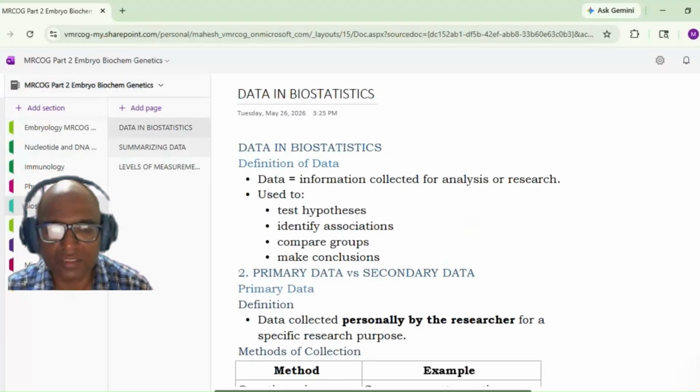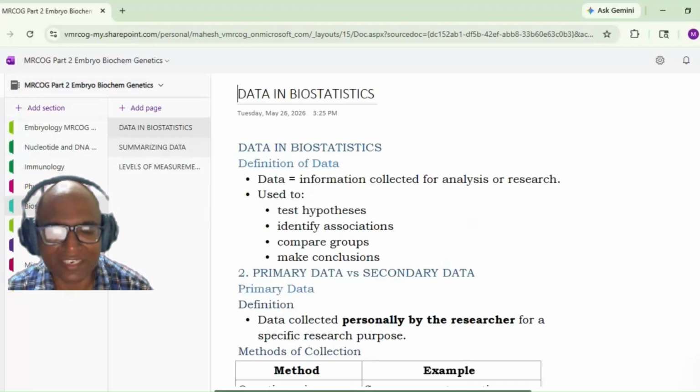We start today with the biostatistics module, and the first topic in the biostatistics module is data. Data is going to be very important. We will require data for everything in research, for testing our hypothesis and all. So we'll go into the details of data in biostatistics.